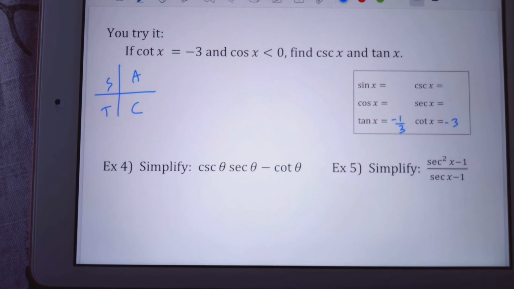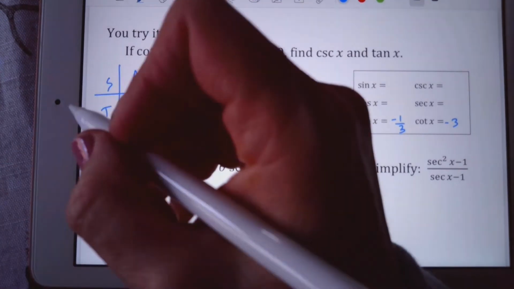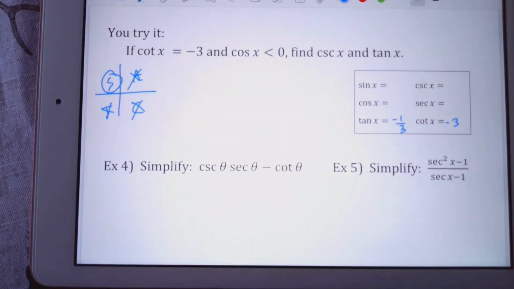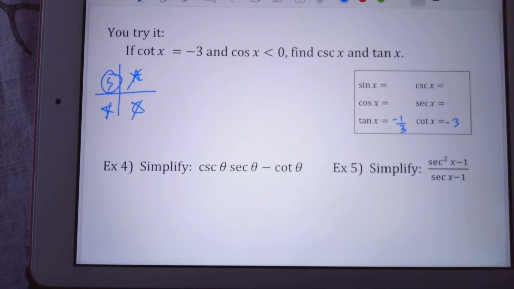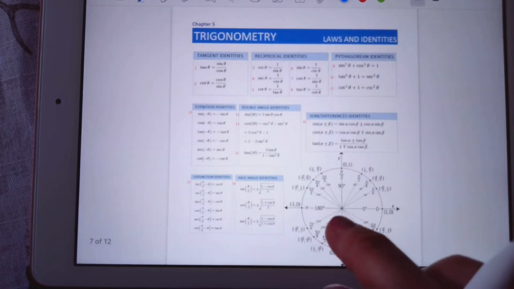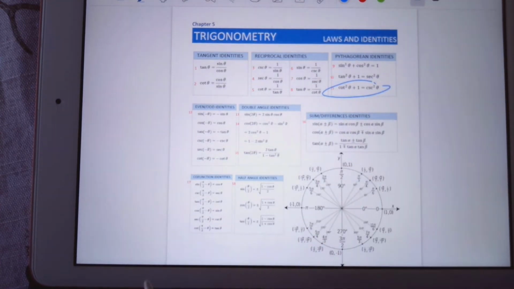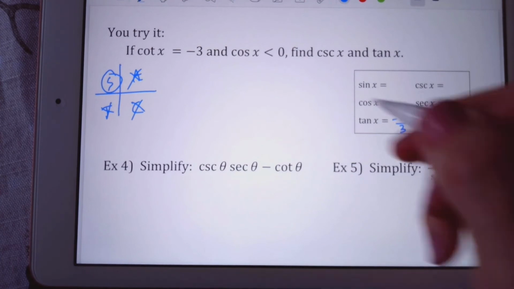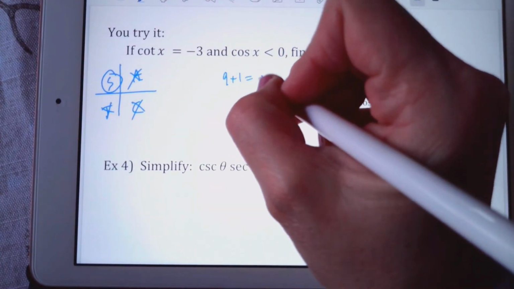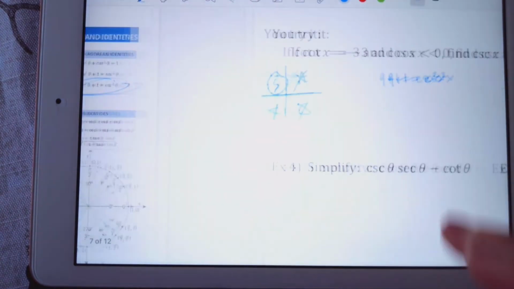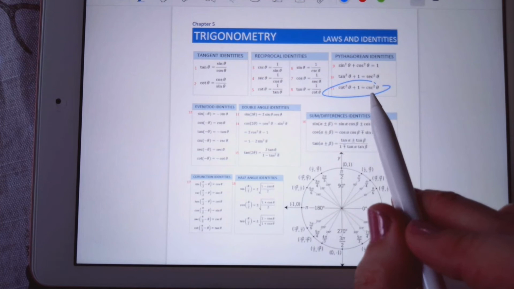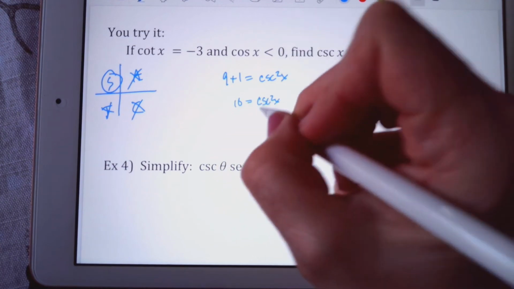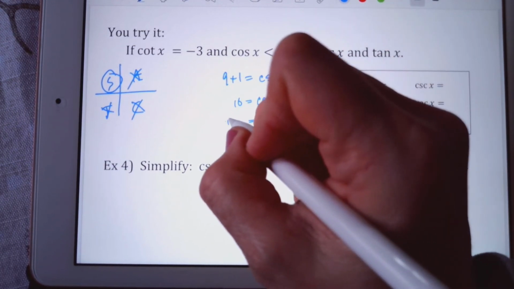All right, so cotangent, tangent's negative, so it's not here. Cosine's less than 0, so it's not there, so here we are. All right, so cotangent and tangent. Let's look back at our formulas. So why don't we go ahead and use this guy right here. Cotangent squared plus 1 equals cosecant squared. So cotangent squared would be 9 plus 1 equals cosecant squared. Okay, so cosecant squared is 10, and so my cosecant is plus or minus radical 10.